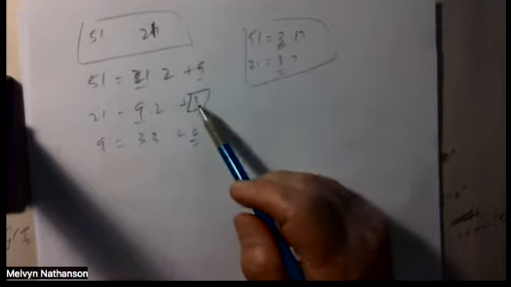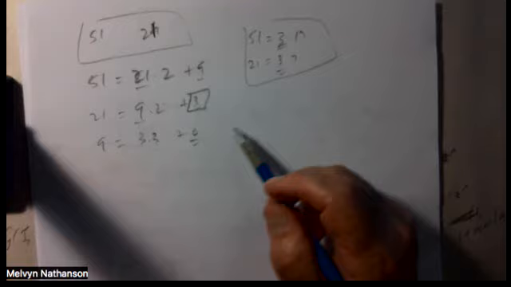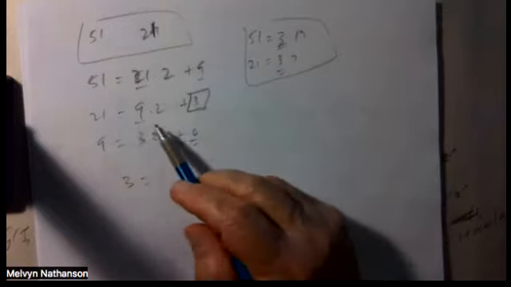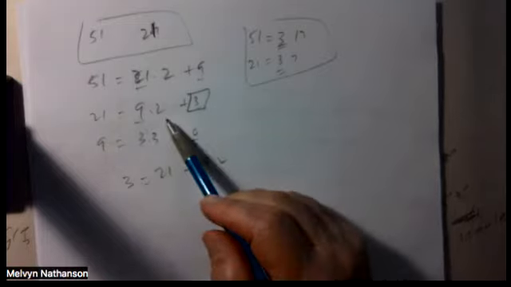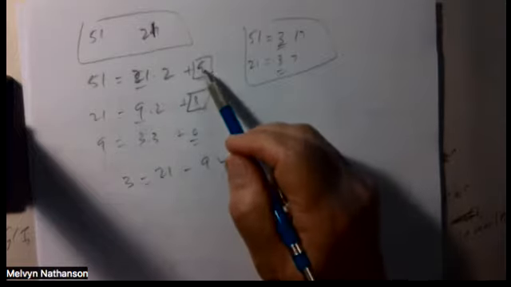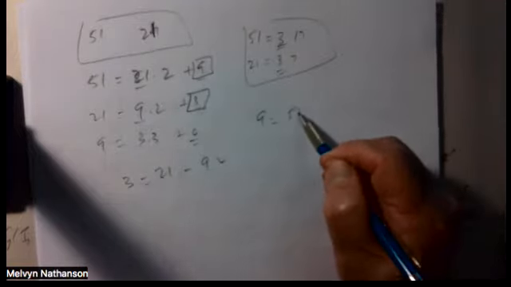Now, how do you go backwards? Well, okay. So here's 3. That's the greatest common divisor. It's equal to 21 minus 9 times 2, right? Okay? 3 is 21 minus 9 times 2. And then you have 9. 9 is 51 minus 21 times 2.